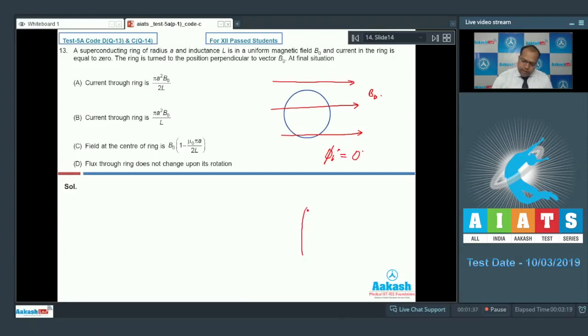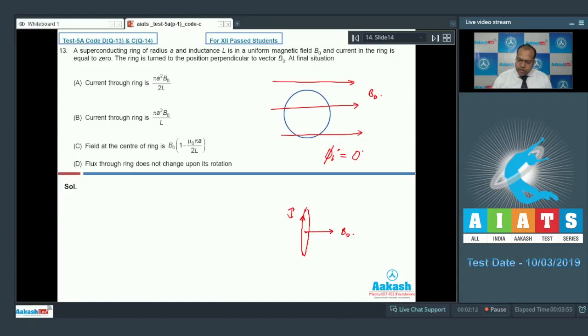Suddenly, the ring is made perpendicular to the magnetic field B naught. So when suddenly the ring is turned by an angle of 90 degree, then the flux through the ring must be equal to 0 because the ring is conducting in nature. So it is the property of the inductor to maintain the flux immediately after the change. So in order to maintain that flux, the induced current will come in the ring.